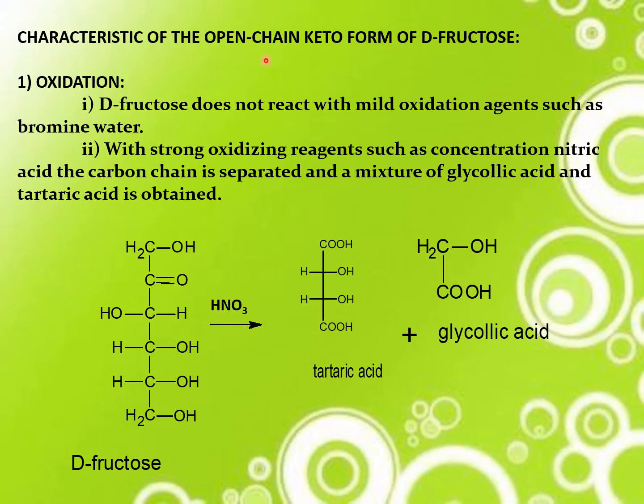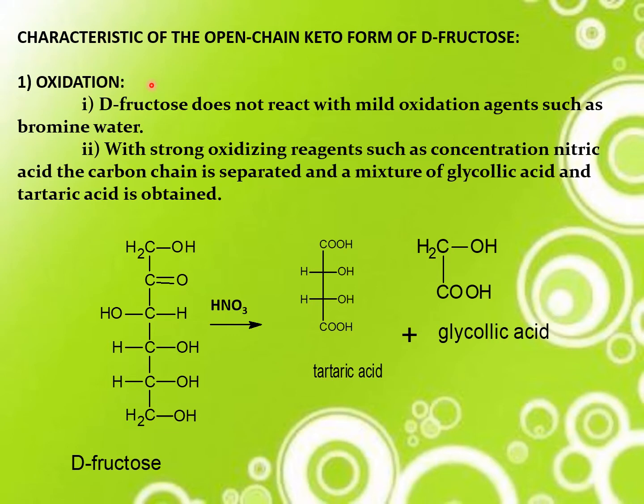Characteristics of the open chain keto form of D-fructose. What is the open chain keto form? Here, this is the structure of fructose. It contains 6 carbon atoms present in a straight chain. And what does keto form refer to? Here, the C=O keto group is present at the second position. So, we refer to it as the open chain keto form of D-fructose.